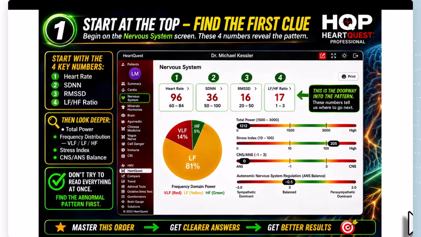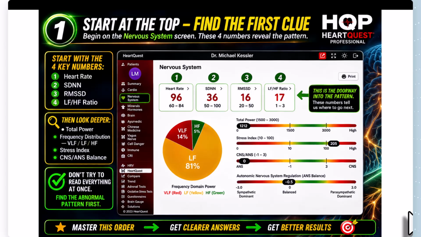The RMSSD is really low. It's 16. And that has to do with repair and regeneration. And it also has to do with our brakes. When we have a big stress response, we need the opposite, to resist that stress and to bring us back to a nice balanced state. And that's a little low.